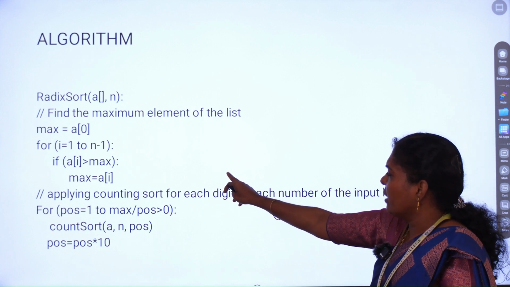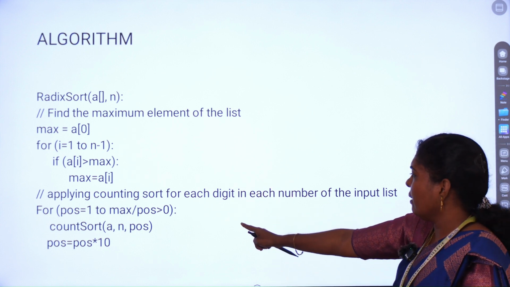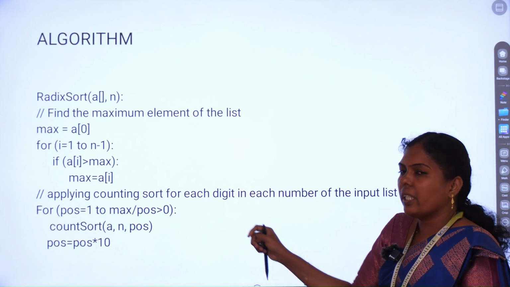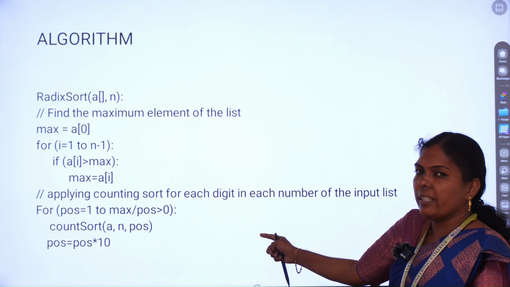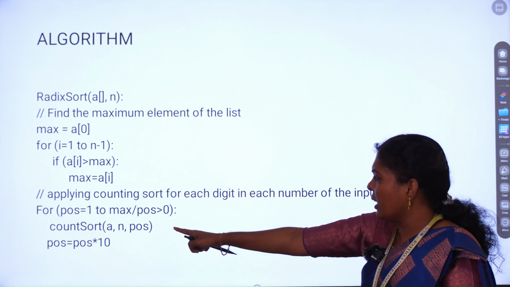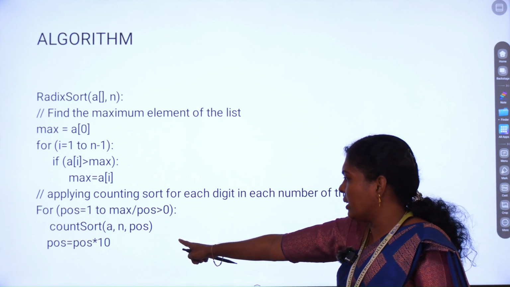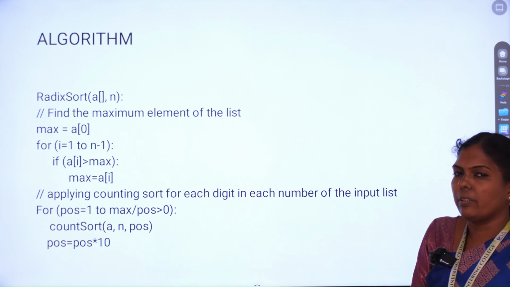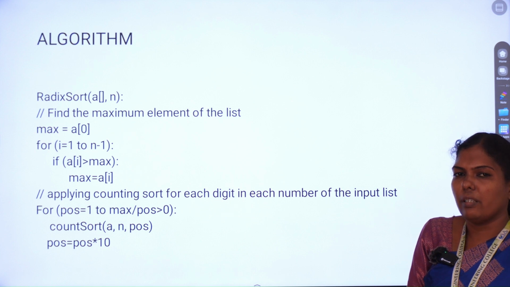So here we find out the maximum element in the list. Then we apply the counting sort to each digit. Here the counting sort is used to extract the position of the particular digit. It starts with position 1 up to the maximum element. Here we call the counting sort. Then position equals position times 10. So each position is moved by multiplying by 10.